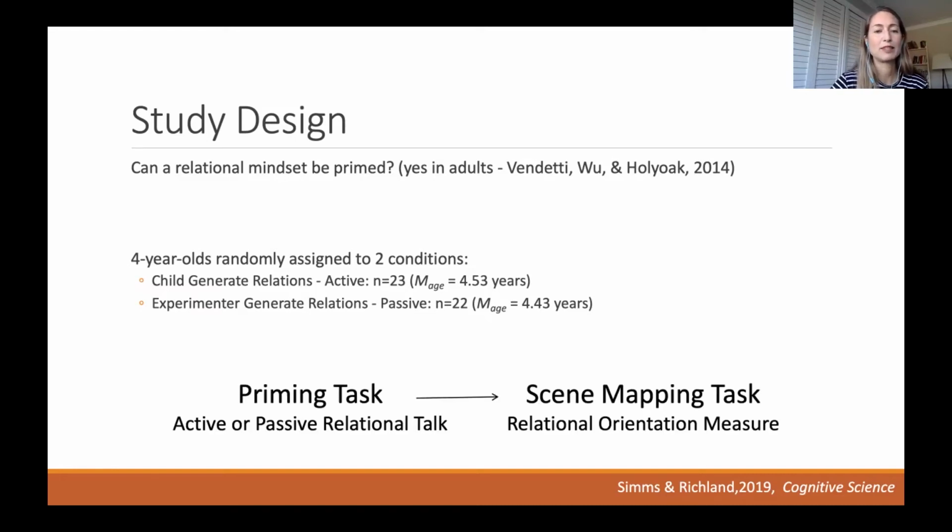So we had them do this priming task, where they did this active or passive relational talk. And then they did a scene mapping task where we asked them to say what they were attending to. So this was something about a relational orientation. What were they noticing? What was their mindset there?